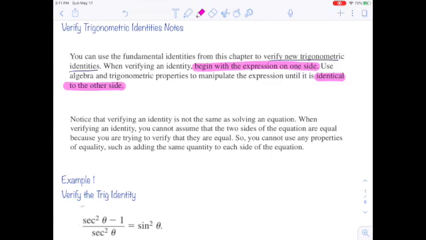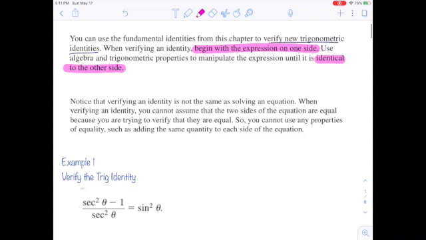as the other side. So if you look at example 1, we can either start on the left side or on the right side, and we're going to manipulate. Let's say we started on our left side. We're going to manipulate the left side in order to get exactly what's on the right side.